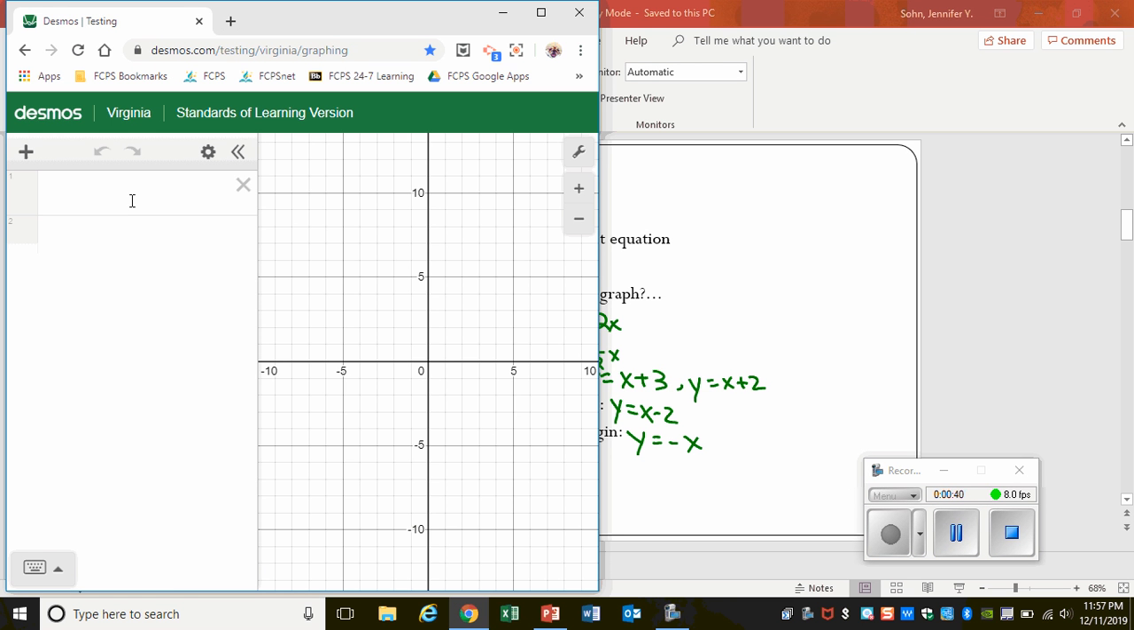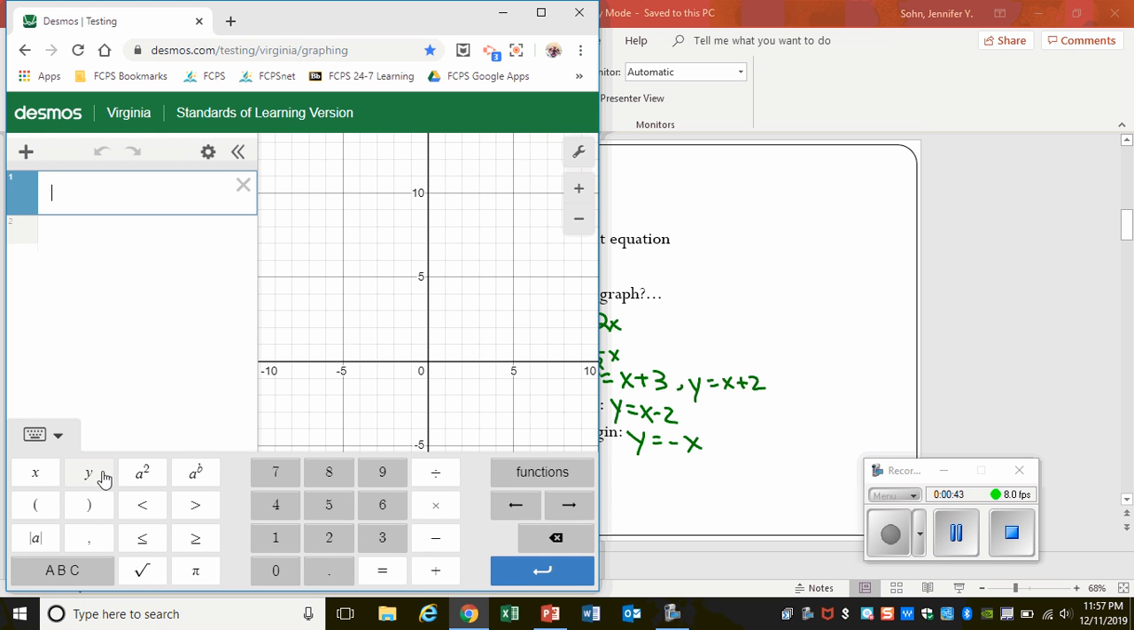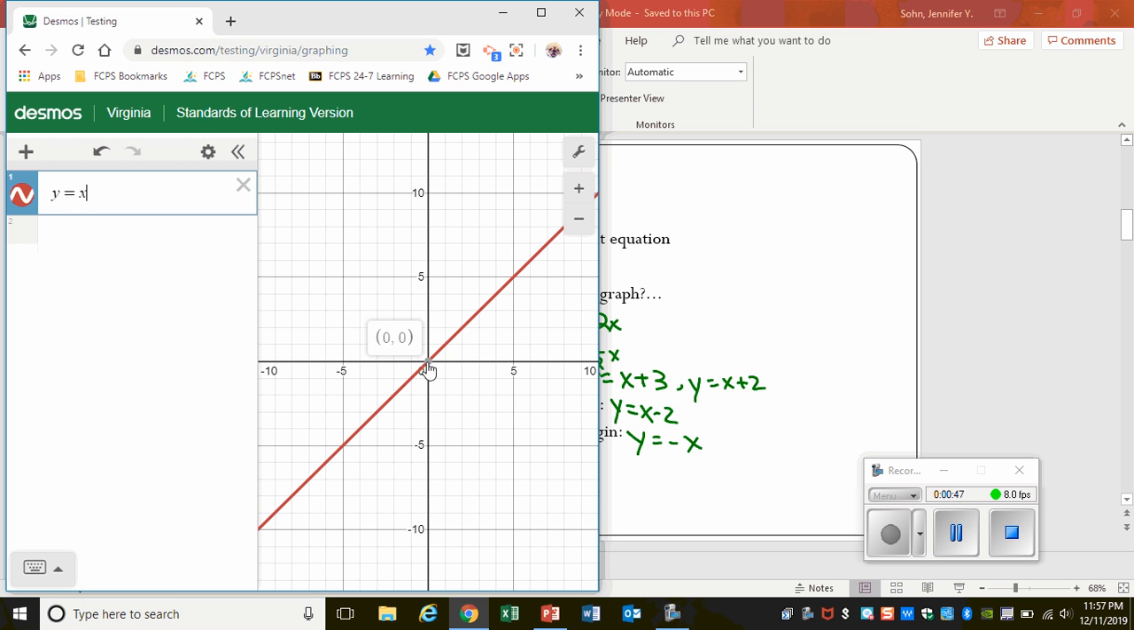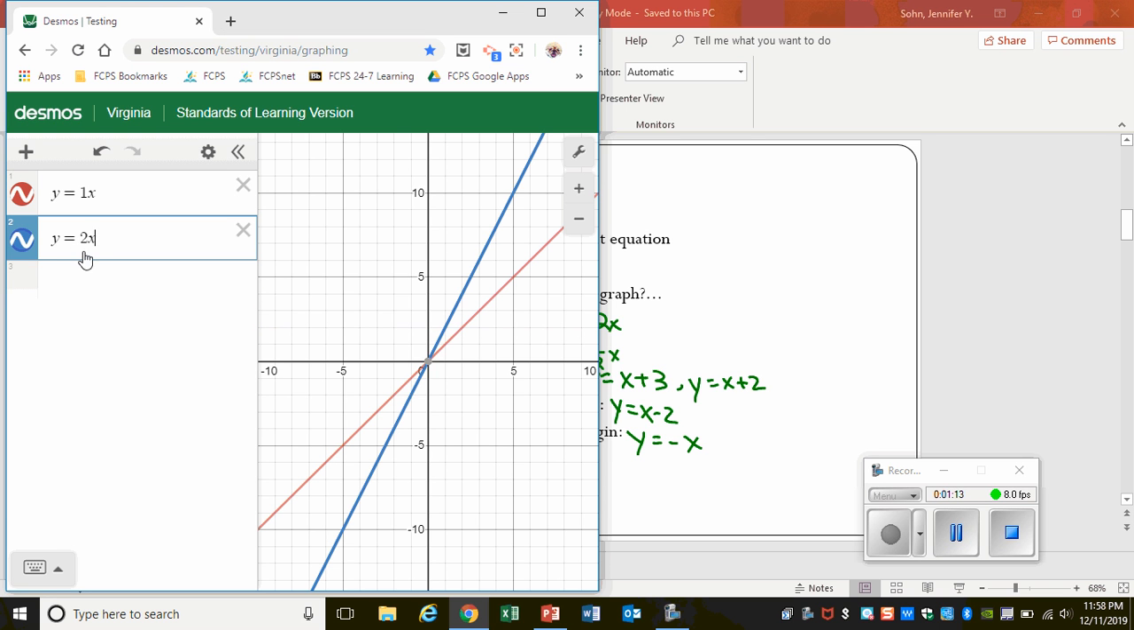So here, first on your Desmos, I'm going to ask you to write y equals x. This is the graph for y equals x. Now, when you have y equals x, what is the slope? Slope is 1x. Okay? So y equals x is the same thing as y equals 1x. Now we're going to make this slope steeper, more steep. We're going to double the slope. So we're going to do 1 times 2. So now the slope is twice, 2x.